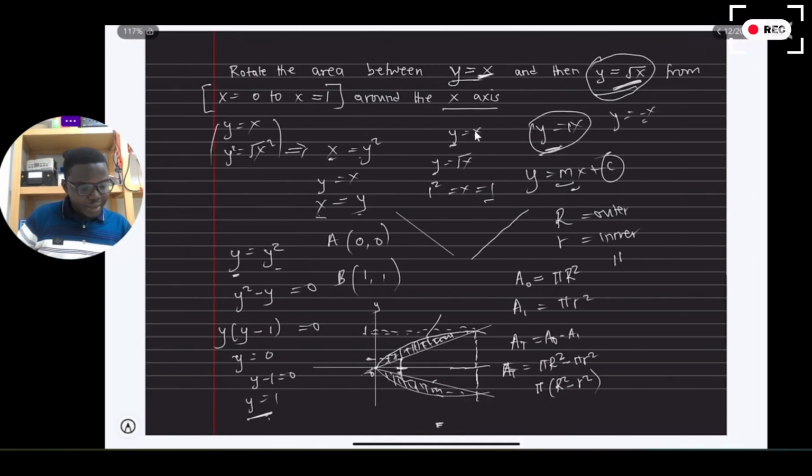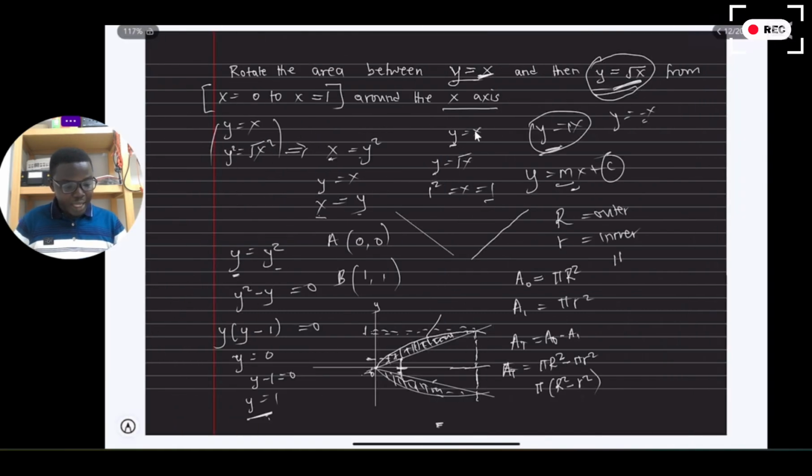And then because the outer function here is y equals square root of x, we are going to get square root of x, and don't forget that it's squared. Minus, now our inner function is x, right? So now we are going to get x, and then don't forget that it's squared. So when you simplify it, we are going to get pi and then x minus x squared. Since we have the total area to be this, we can integrate over this.